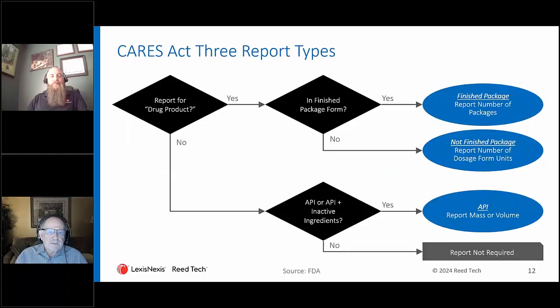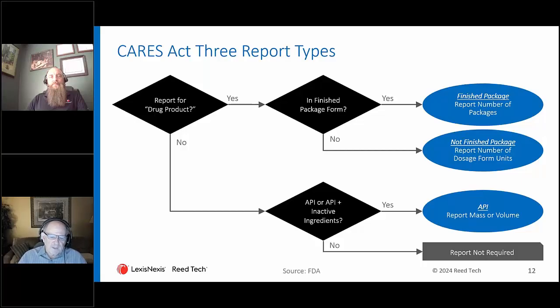The FDA has some information, and it was kind of repackaged here for our particular use, where you can work through a workflow to identify the particular type of report. So first of all, is the reporting for a drug product, yes or no? If it's yes, then very simple question, is it in the finished package form, yes or no? And then you end up with finished package form or not finished package form where you report the dosage form units.